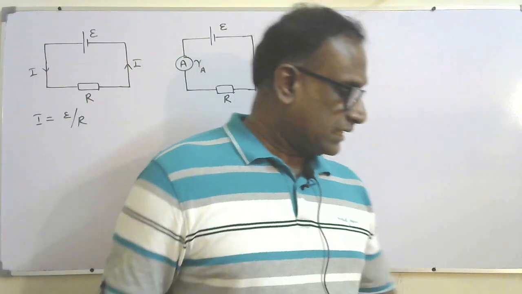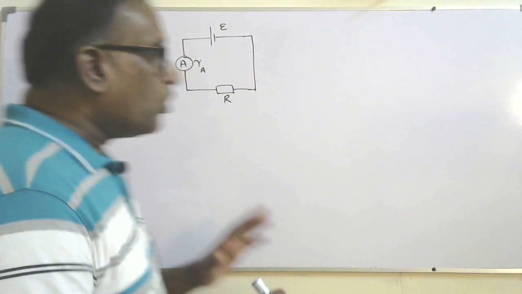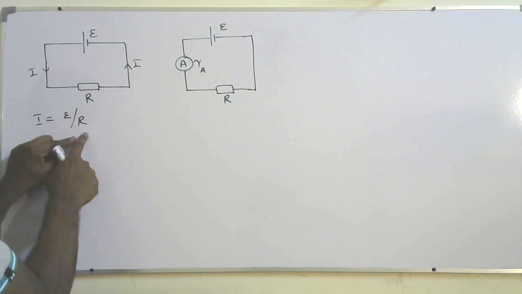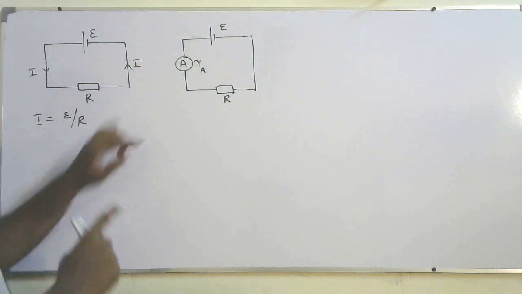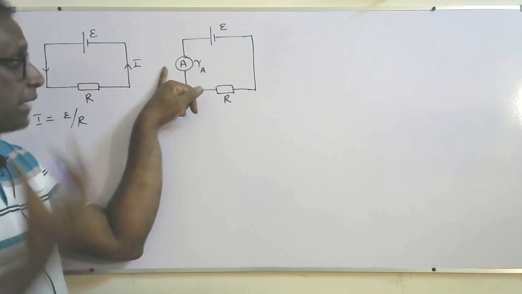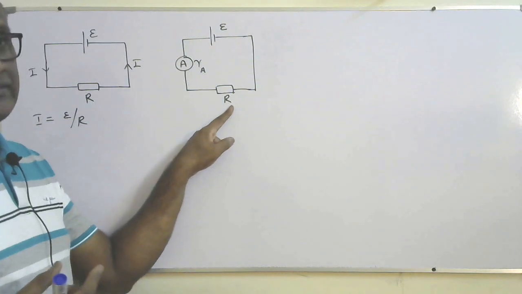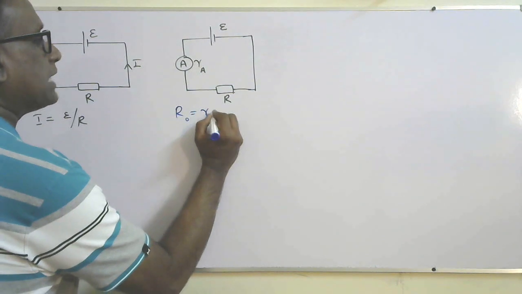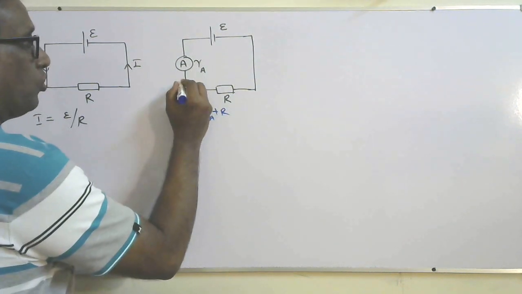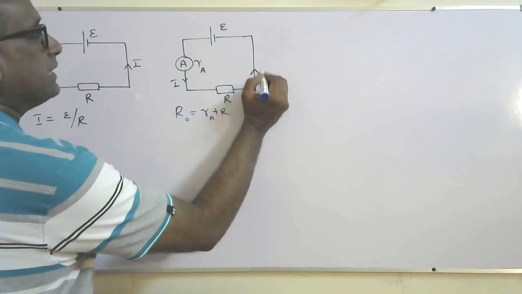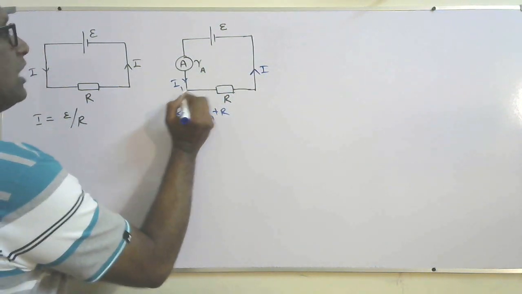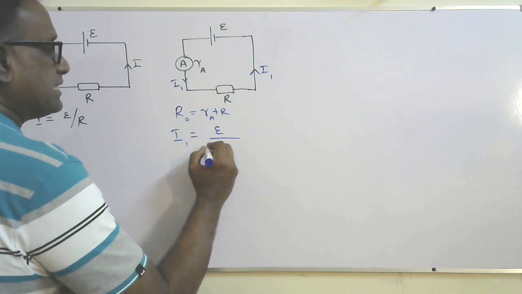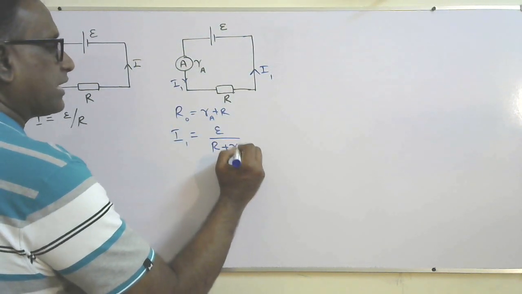So the ammeter reads the current flowing through it. I want to measure this current. This is the actual current flowing in this circuit, which is EMF over R. To measure it, I connected an ammeter in series with that resistance. So the total resistance of the circuit will be RA plus R. Now the current will not be the same as the actual current. It's going to change; call it I1. So I1 will be equal to EMF over the total resistance, that is R plus RA.